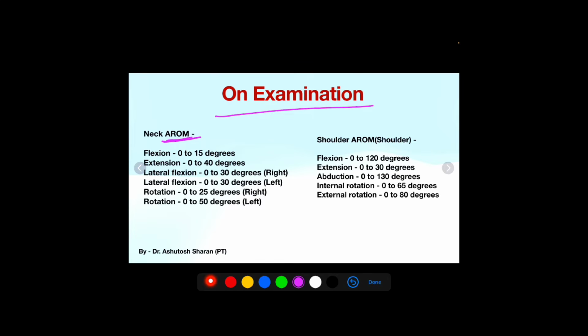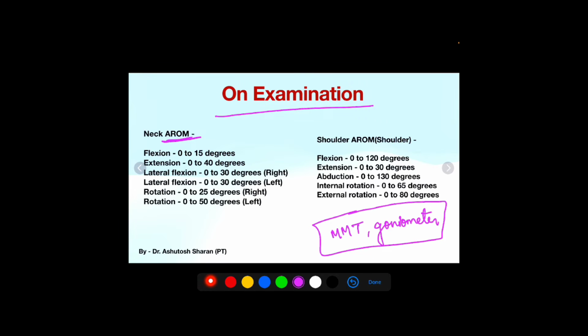I have already uploaded a video on MMT as well as goniometer. So you can watch this video on MMT and goniometer from the link given in the description box. Right now, I'm not going to discuss how you measure range of motion and how you measure the muscle strength. So we'll directly talk about the examination part. First, we will examine the active range of motion of the neck.